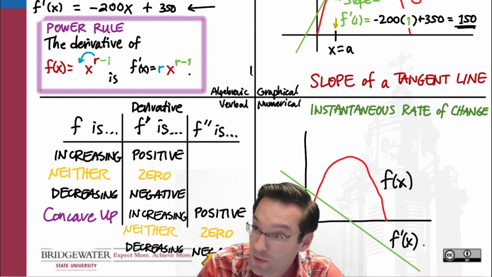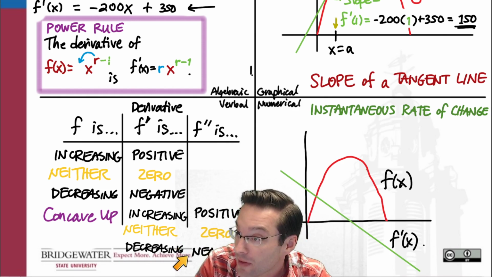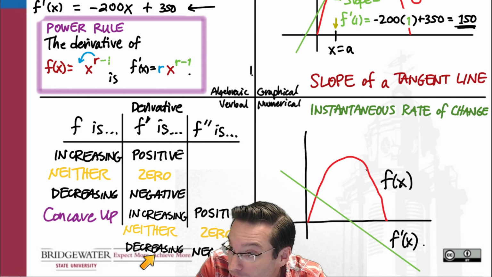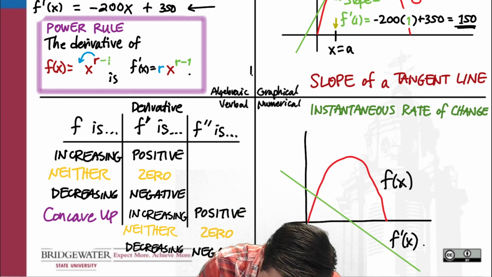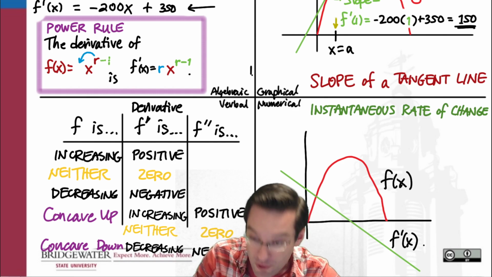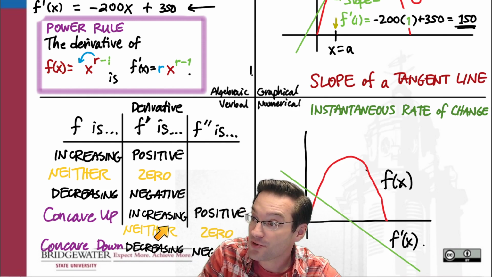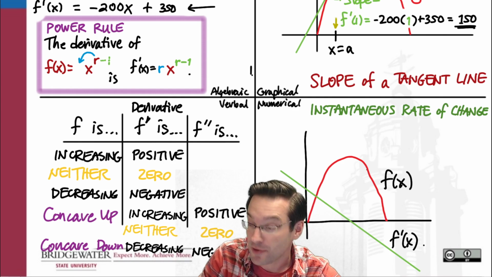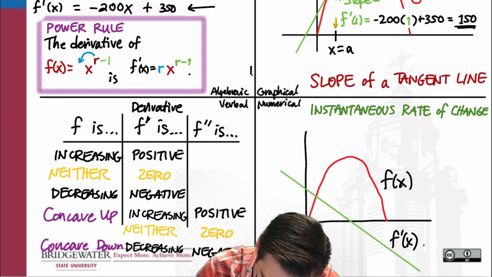And conversely, where my second derivative is negative, that's where the first derivative is decreasing and my original function is concave down. And of course, if the second derivative is neither, then the first derivative is neither increasing nor decreasing. f would be neither concave up nor concave down.